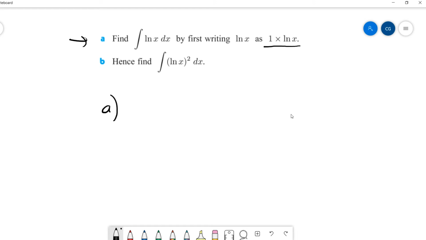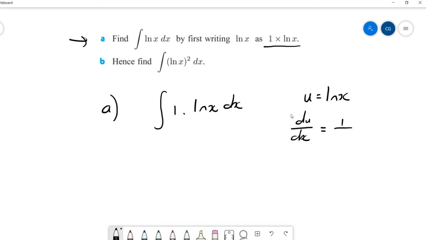So the moment I want to go and solve A, if I have the integral of 1 times natural log of x dx, it is actually easier to solve. So what we're going to do is say let u equal natural log of x. So du dx is going to give us 1 over x. Then also we're going to say let dv dx equal 1. That's why we introduced this 1 here. And then if we integrate this, v is going to be equal to x.